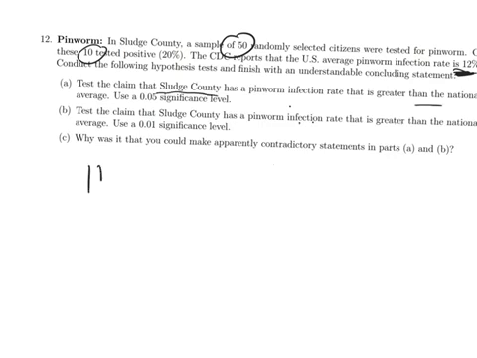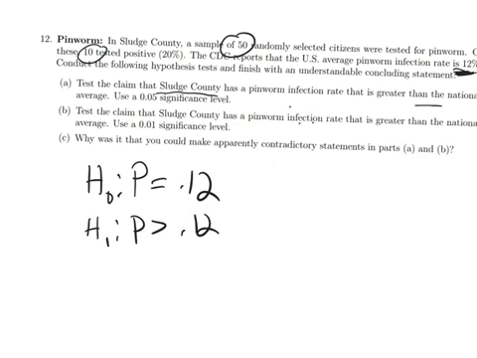So that tells me, remember, H0 was always a statement of no difference, and we're talking about a proportion here. So we can say the proportion of people in Sludge County who have pinworms is no different than the national average. But the claim is saying there's a greater infection rate, so we'll make it a right-tailed test, and this is actually the claim that we're testing. Now we need a test statistic and a p-value.